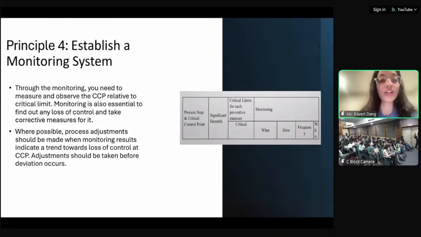The food production where it's happening needs to be continuously monitored to make sure that all the steps, all the measures are taking place. And if there is any loss of control, we get right into action and take corrective measures for it. And wherever possible, we need to be making process adjustments when monitoring results are indicating a trend towards loss of control at a CCP. So adjustments should be taken before the deviation occurs.